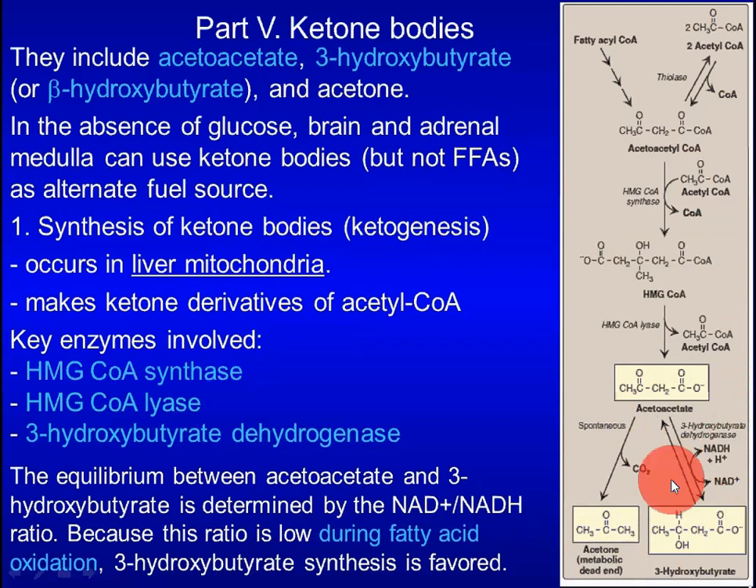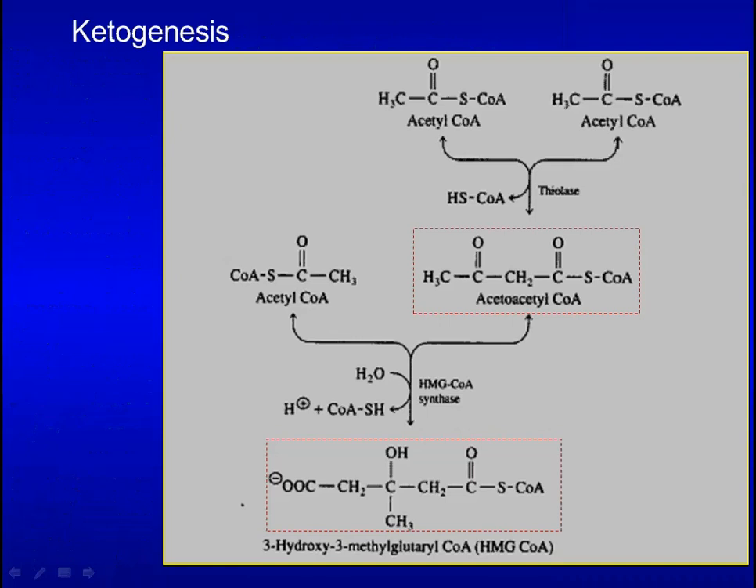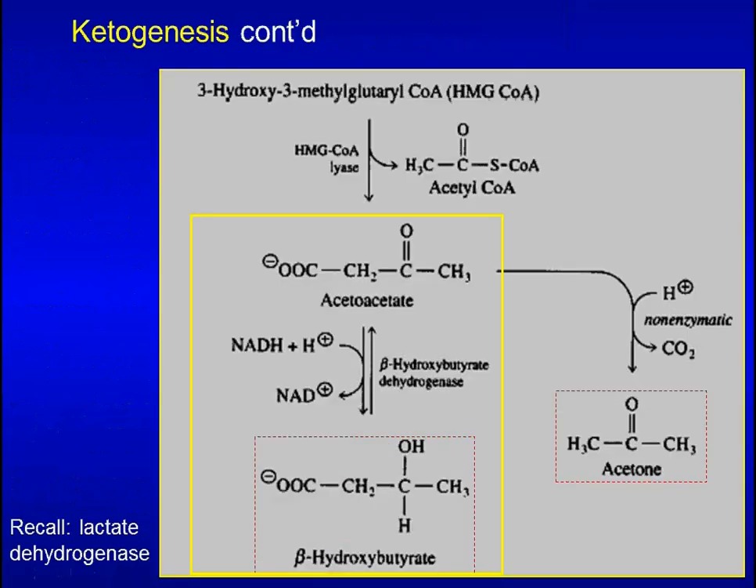This reaction is controlled by the NAD plus to NADH ratio. This is very similar to conversion between pyruvate and lactate. This slide highlights the first two reactions in ketogenesis. This slide highlights the third reaction catalyzed by beta-hydroxybutyrate dehydrogenase. Again, this reaction is very reminiscent of the reaction by lactate dehydrogenase.